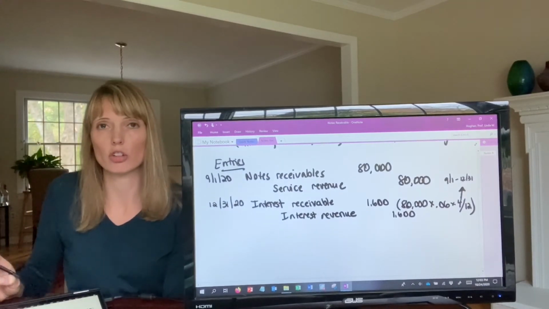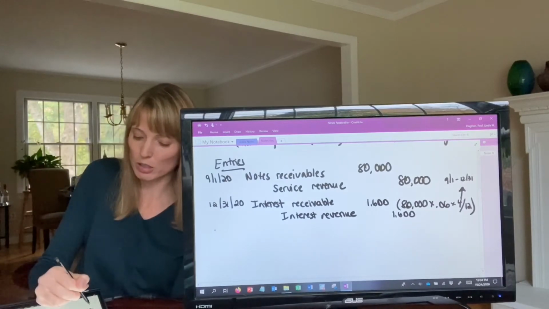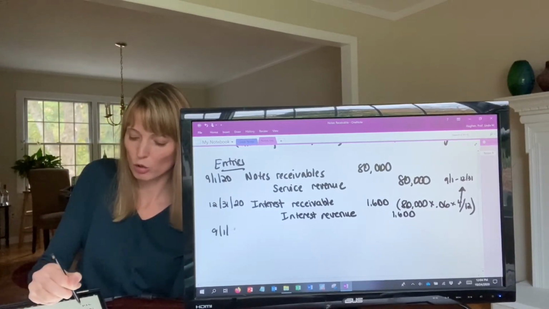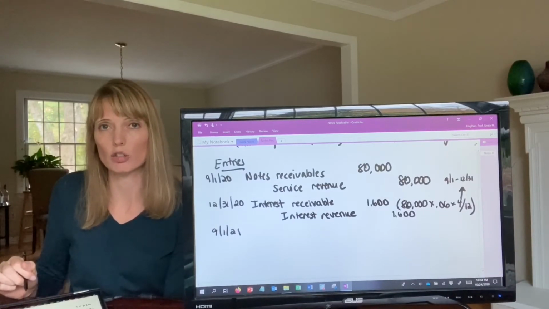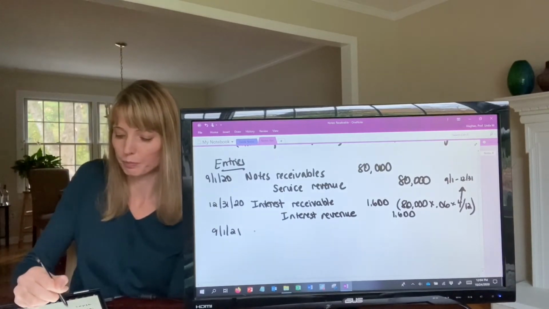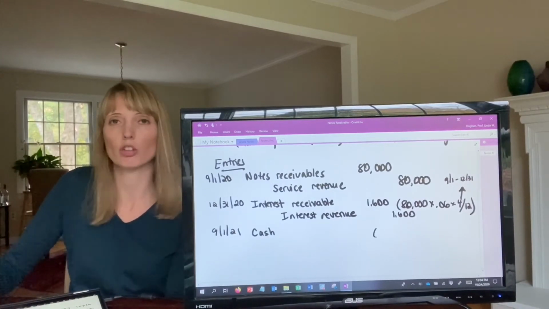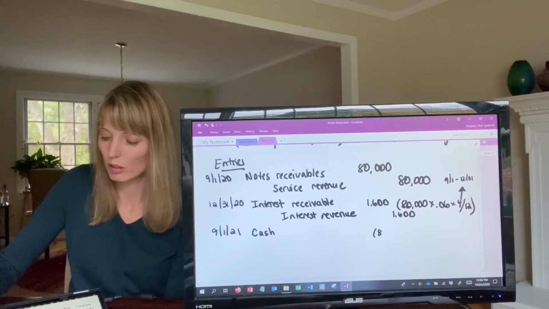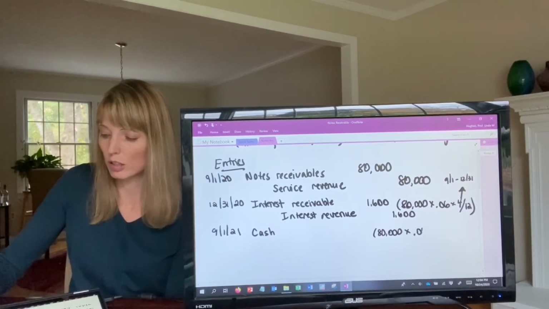What's the next journal entry that's going to take place? Well, the next thing that happens is on September 1st, 2021, the company is going to receive the cash interest payment from the borrower. So the company receives cash. Now, how much cash does the company receive? $80,000, the principal, times the interest rate, 6%.